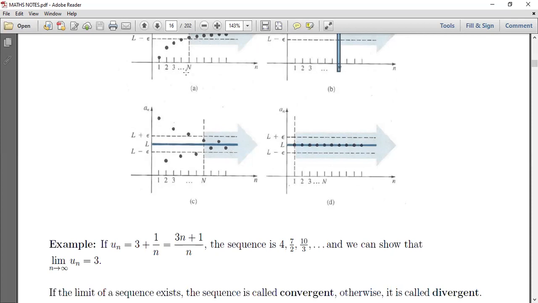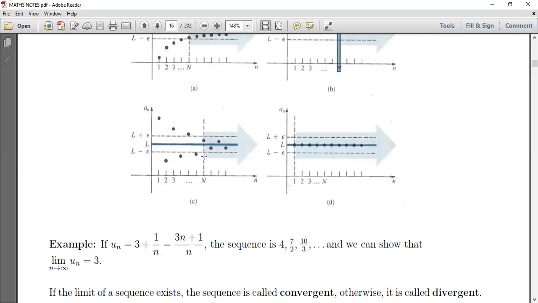Some sequences approach a limit in a random way. When n is 1, it's above the limit, then below, above, below. But generally, as n approaches infinity, the sequence is approaching a certain limit L. Still, if you subtract L from a n, early on a n minus L is bigger than epsilon. But somewhere there exists an N along the way in our sequence, such that a n minus L is now less than epsilon for all n greater than N.